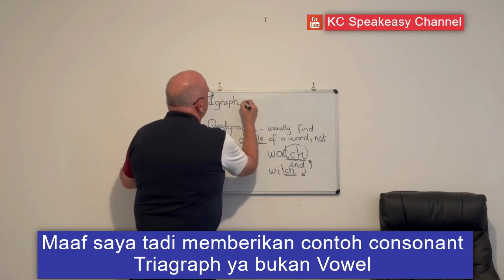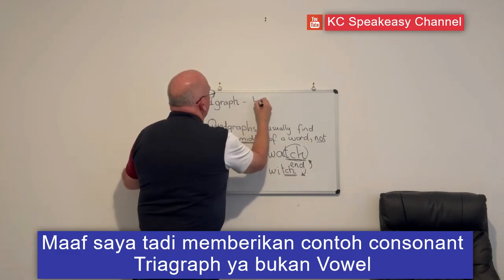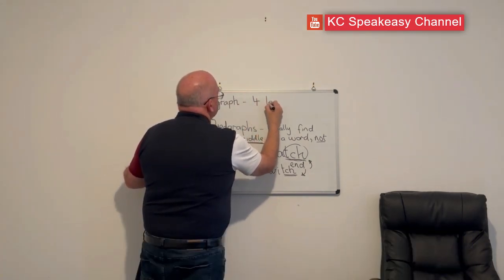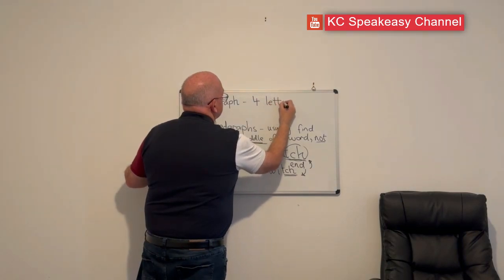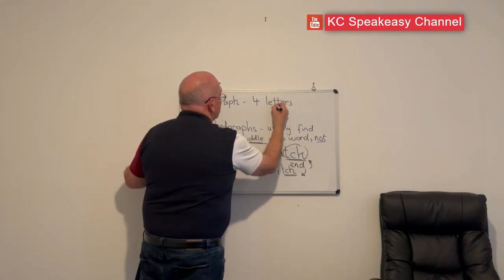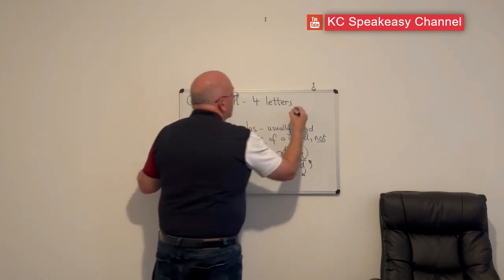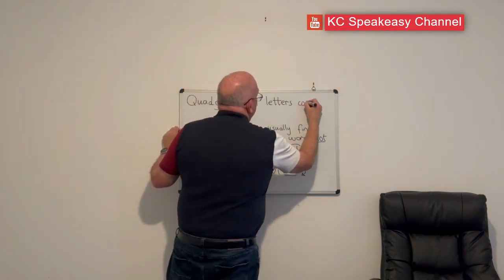All right, a quadraph is 4 letters. 4 letters combined.